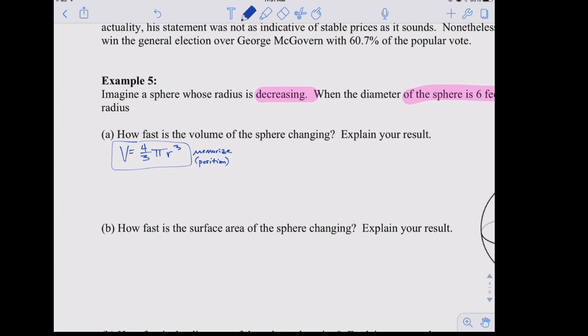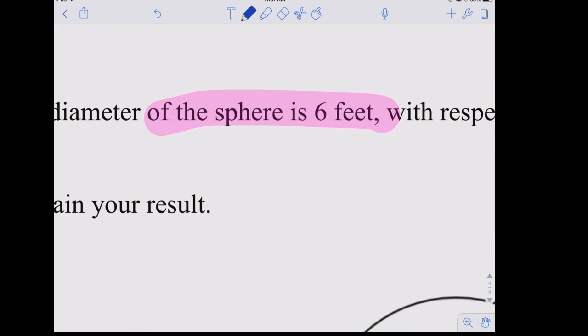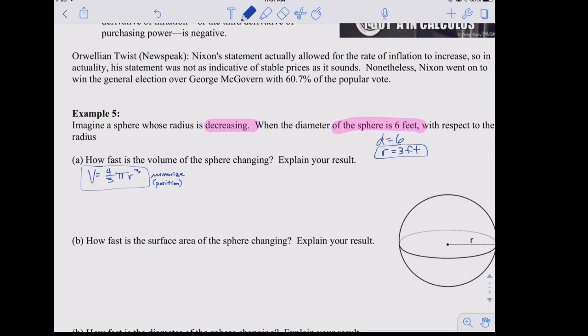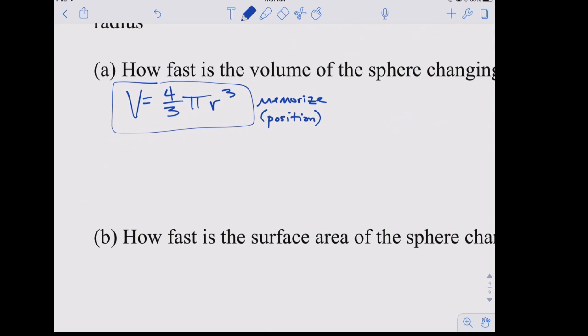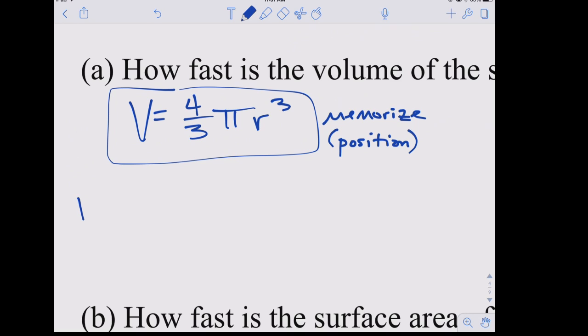We want to know how fast the sphere is changing when the diameter is 6. Now the diameter is equal to 6. That means the radius is what at that moment? 3. So that's our instantaneous moment in time, when it's 3 feet. I want to know how fast the volume is changing when the radius is 3. So guess what I need to do? I need to find V prime of 3. But before I can find V prime of 3, I need to find V prime of R. How do I find V prime of R?